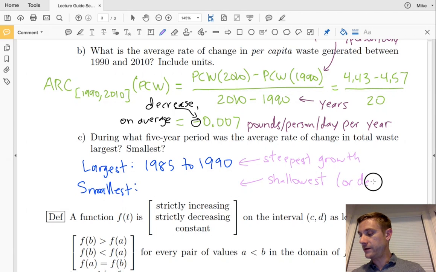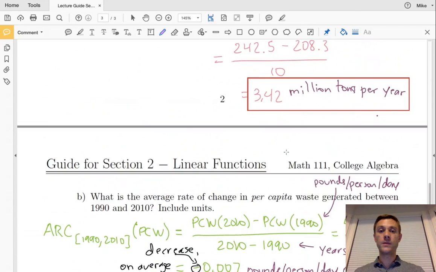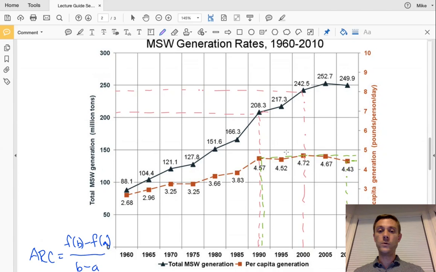or even a decline. Because remember, we just saw average rates of change can be negative. So if you really want small numbers, gosh, negative numbers are the way to go. They're as small as you can get. So we'd look for either growth that's just barely positive, but if we're looking technically for smaller numbers, we could go negative. So we're still thinking about the total waste here.